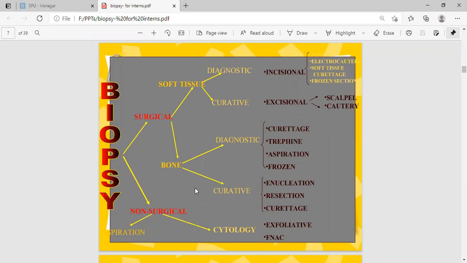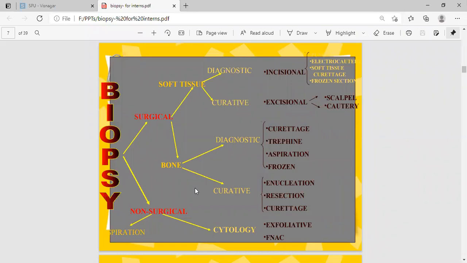Nowadays, it is also called FNAC and FNAB. Fine needle aspiration biopsy is also used, where a broad gauge or larger gauge needle is used for aspirating the tissues. So fine needle aspiration cytology is also there, and fine needle aspiration biopsy is also there.